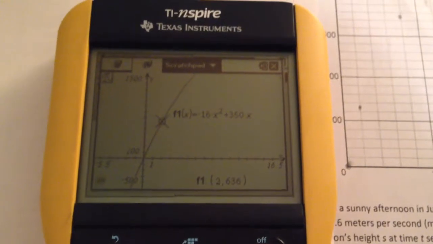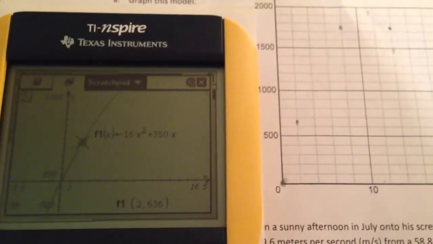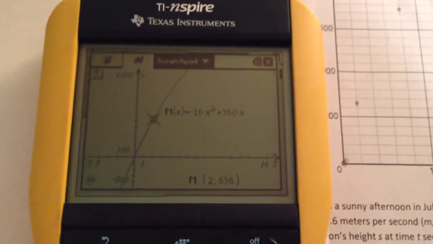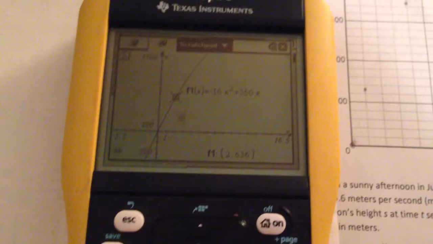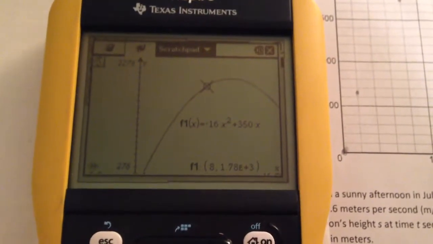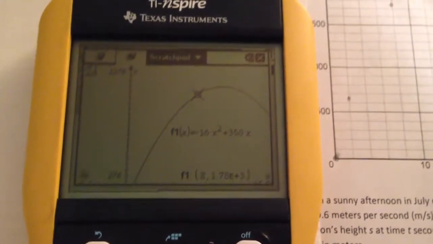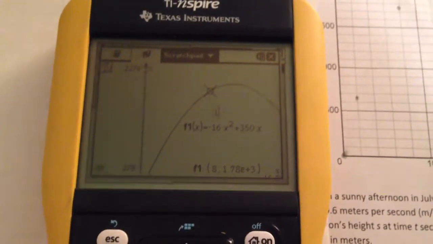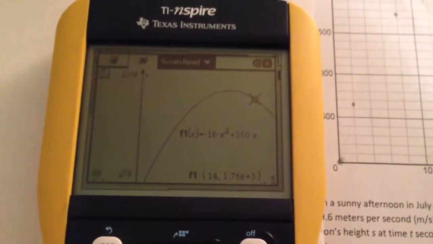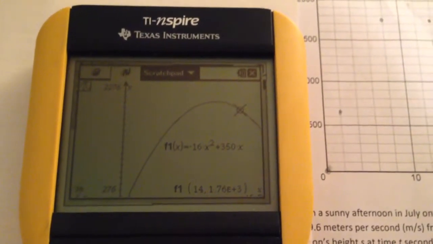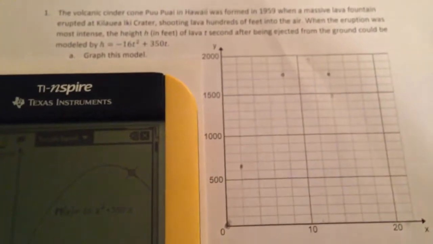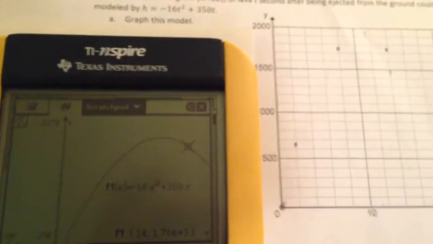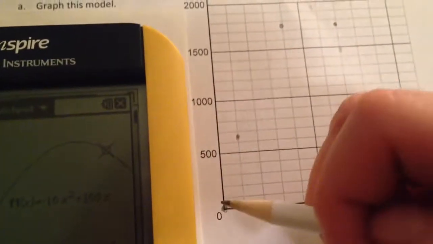2, enter, and it tells us that when x is 2, y is 636. We can put in 8, enter, and we can see that when x is 8, y is 1780. And we can put in 14, and we can see that when x is 14, y is 1760. And that gives us enough points to graph our quadratic.